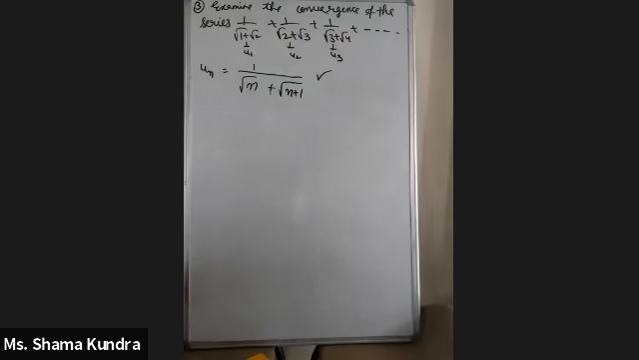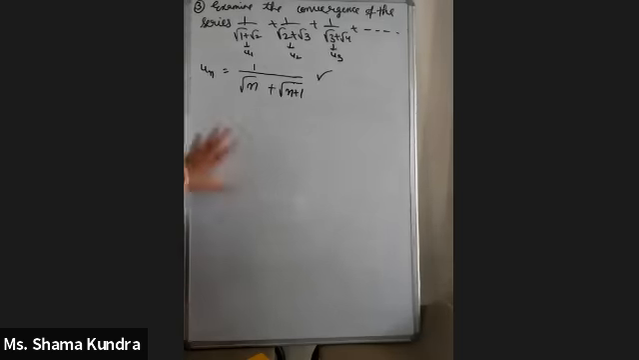You can also find the nth term with the Tn formula, but here the difference is 1. If the difference is 1, we can directly find the value with the help of symmetry.